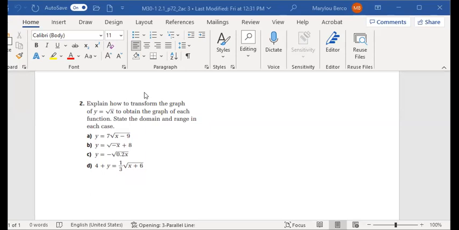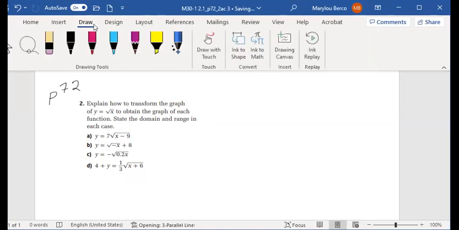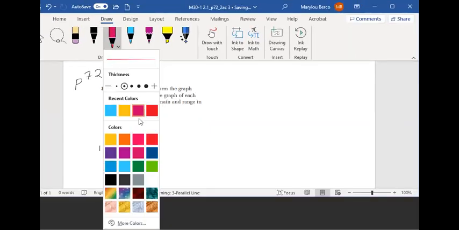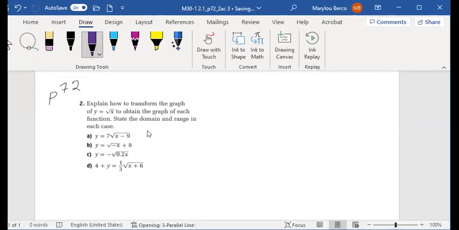Okay, let's take a look at page 72, question number 2. Explain how to transform the graph of y equals root x to obtain the graph of each of the functions. State the domain and range in each case. Okay, to transform the graph, remember our root equation is y equals a root of b times (x minus h), plus k.